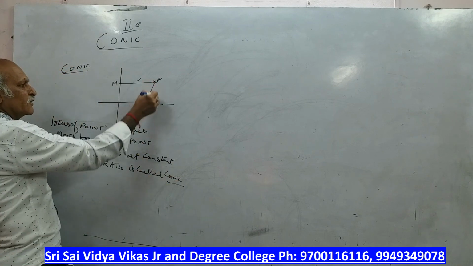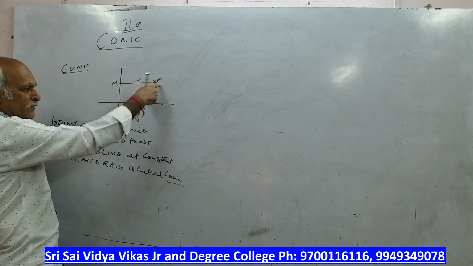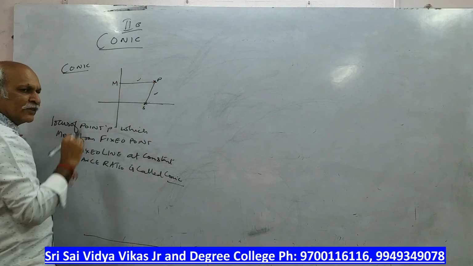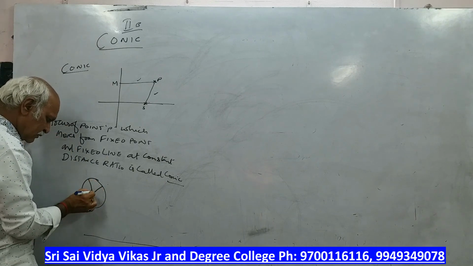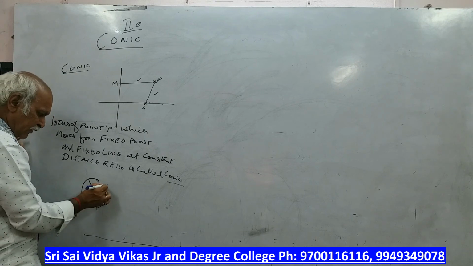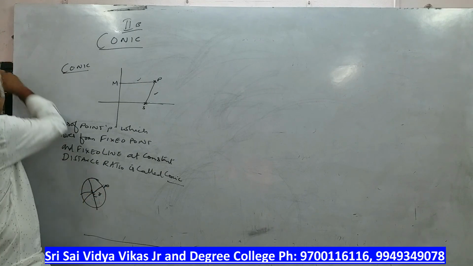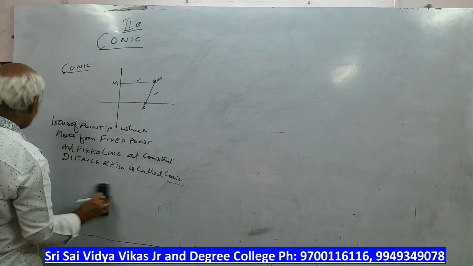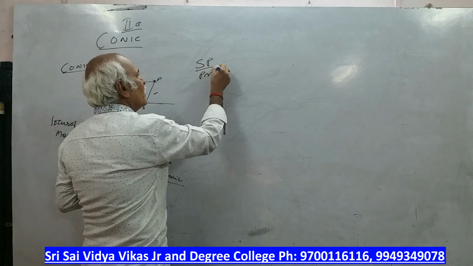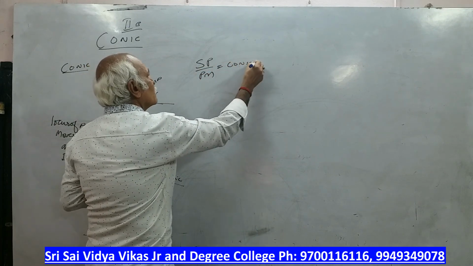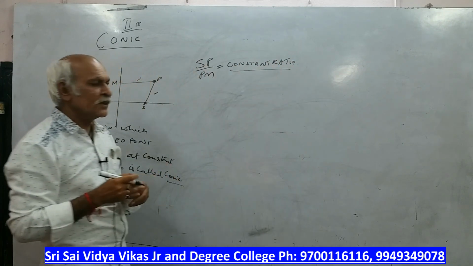So the ratio of the distances between these points is always constant. Means whatever the distance between P and S and between P and M, the ratio will always be constant. For example, in a circle, this is a fixed point, and the distance between these two is always constant. It is not a ratio, it is always constant. That's why you get a circle. But here it is not a circle, it is called a conic. Means what? SP by PM is a constant ratio.